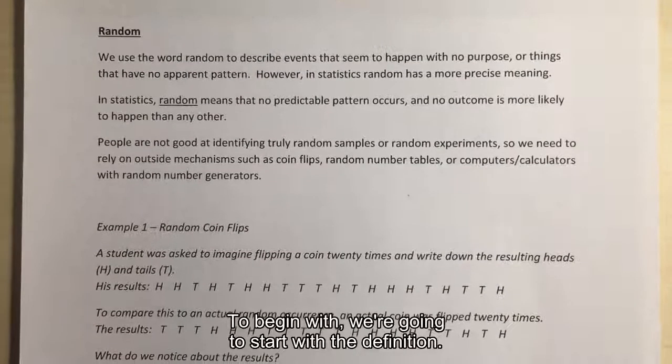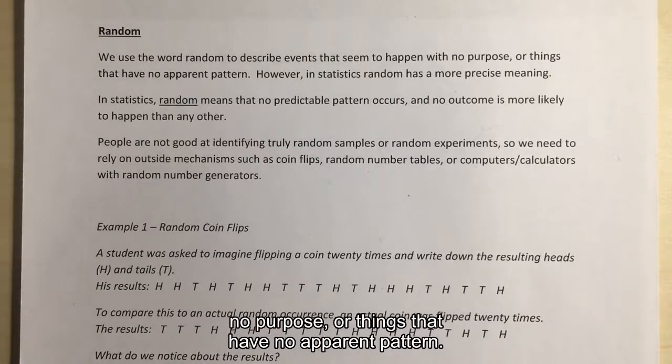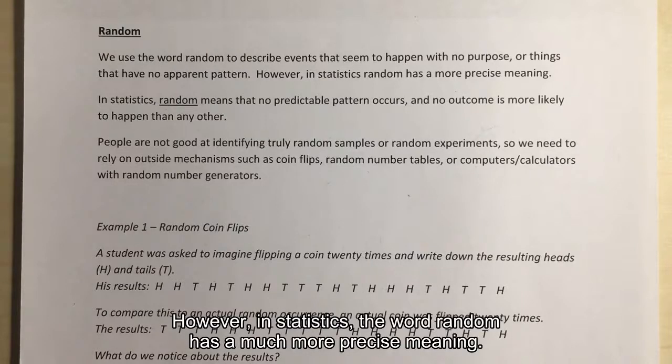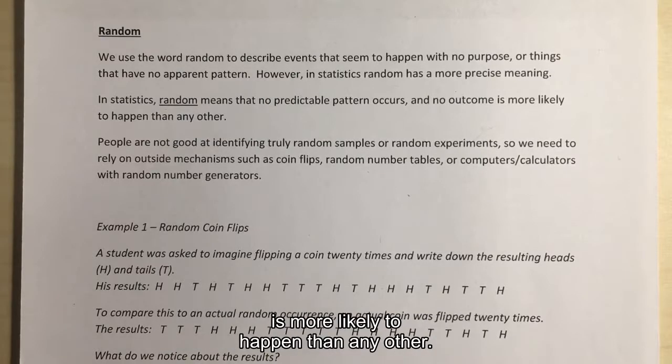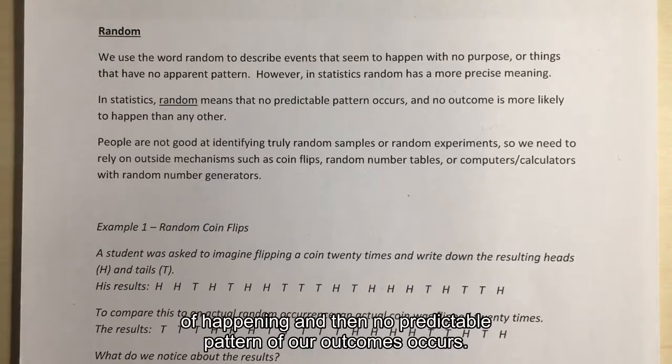All right, so to begin with, we're going to start with the definition. We use the word random to describe events that seem to happen with no purpose or things that have no apparent pattern. However, in statistics, the word random has a much more precise meaning. In statistics, random means that no predictable pattern occurs and no outcome is more likely to happen than any other. So all of our outcomes have an equal chance of happening and no predictable pattern of our outcomes occurs.